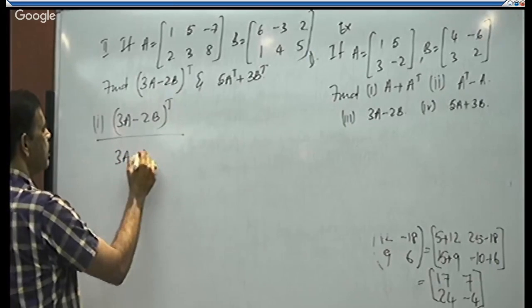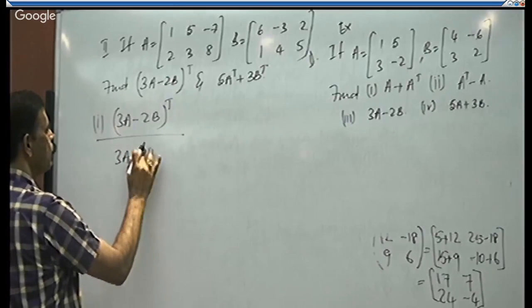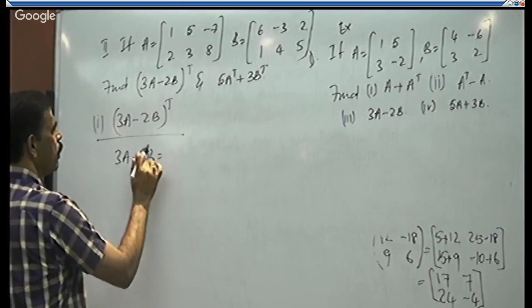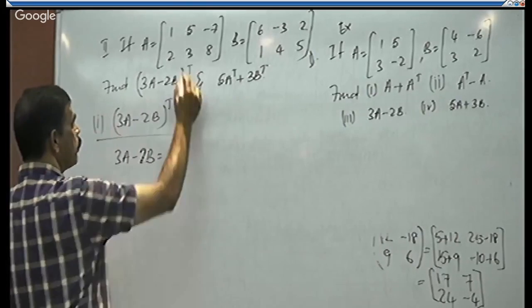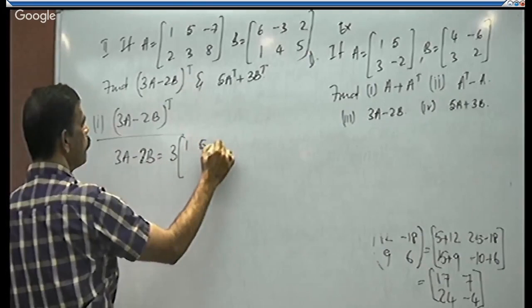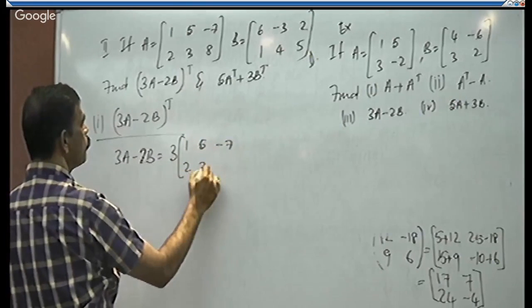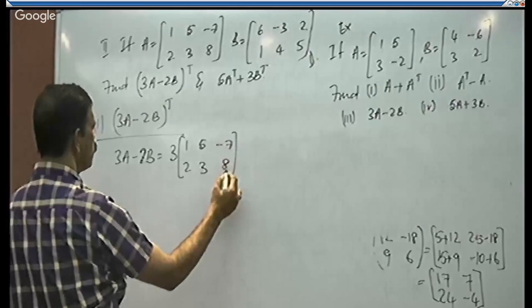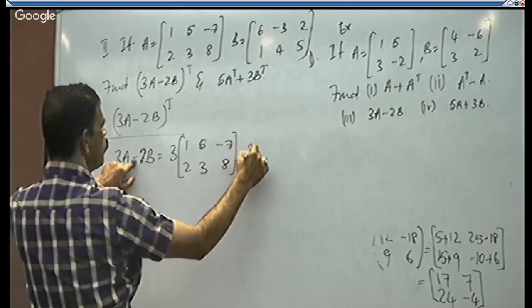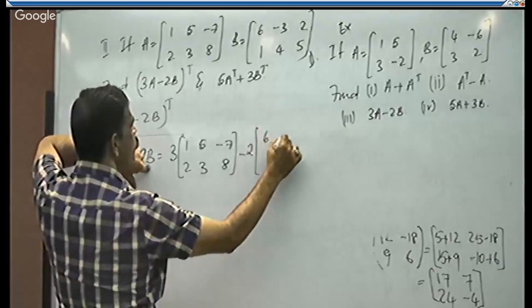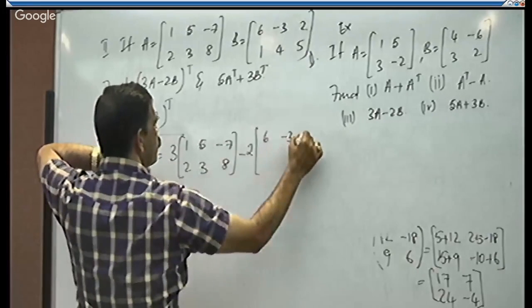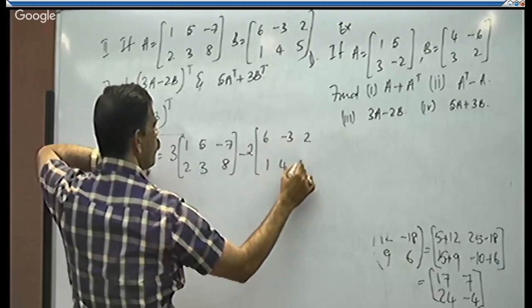First, calculate 3A minus 2B. Right, according to the equation, 3 into A. What is A? 1, 5, minus 7, 2, 3, 8. Then minus of 2 into B. Write the B. What is B? 6, minus 3, 2. First row. 1, 4, 5. Second row.